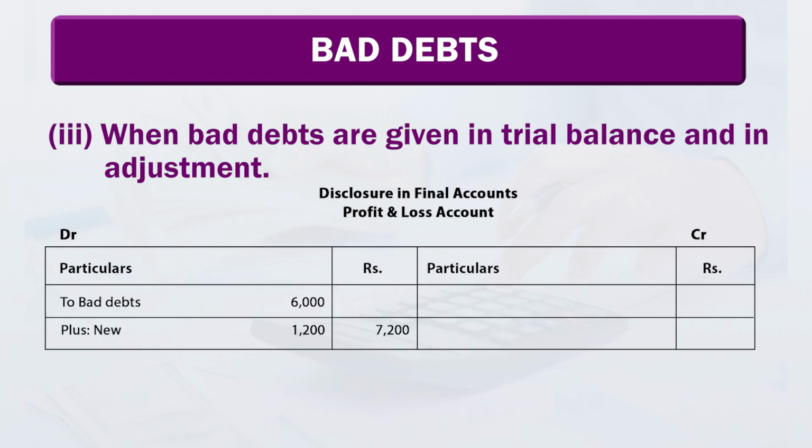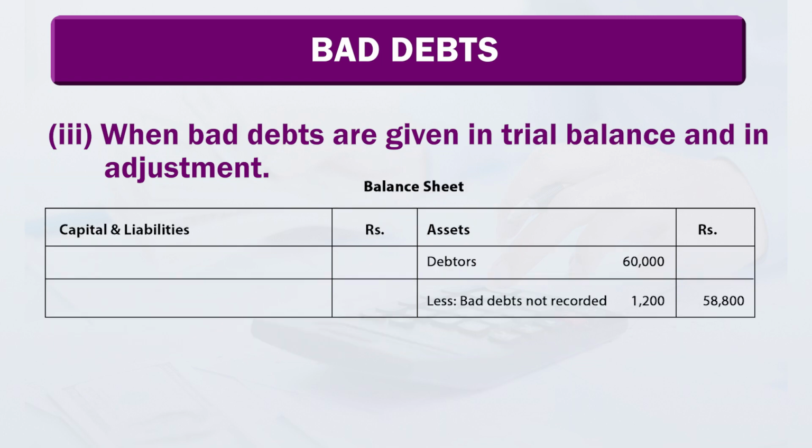Then we will see disclosure in our final accounts. In the profit and loss account, as I told you friends, whatever amount is given in the trial balance is straightway shown in the profit and loss account, and since it is our loss, it is shown at the debit side. But our total requirement of bad debt is 7,200. We are having bad debts of 6,000. So, only 1,200 is to be provided, but the total will be 7,200 rupees. And from debtors, 7,200 will not be deducted. Only 1,200 will be deducted because 6,000 already appears in the trial balance.